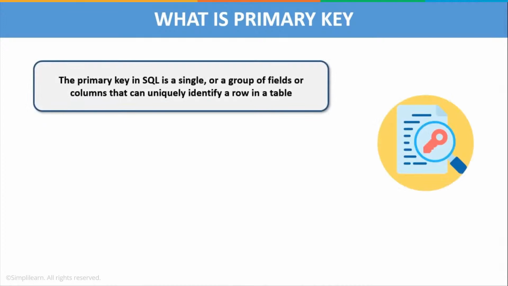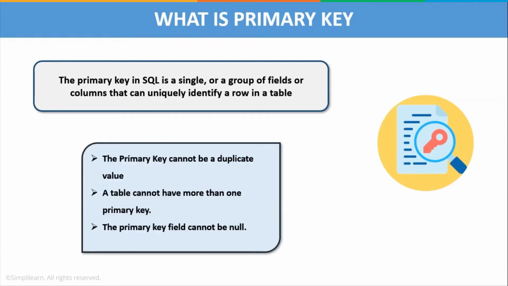The primary key is one of the most important and commonly used SQL keys in databases. The primary key in SQL is a single or a group of fields or columns that can uniquely identify a row in a table. Putting it simply, it is a column that accepts unique values for each row. Therefore, whenever you use the insert into command to insert new values in a table, the value for a primary key column or columns needs to be unique.